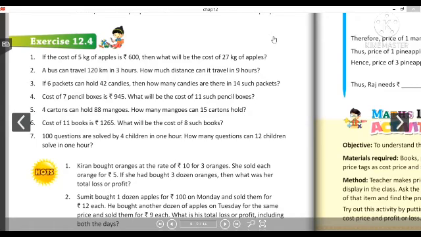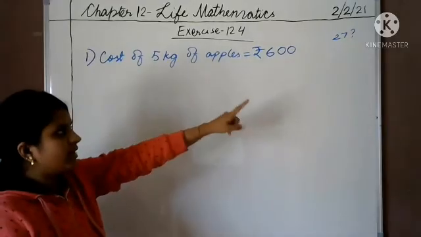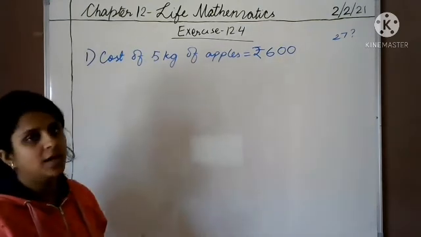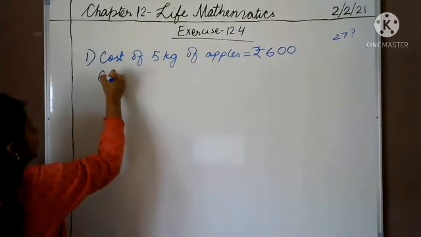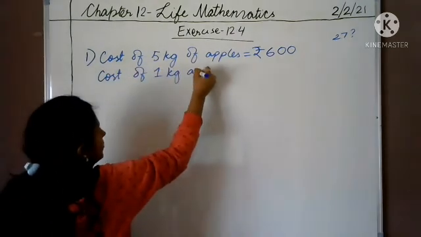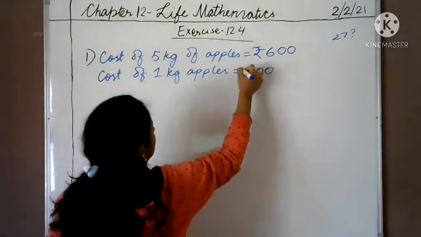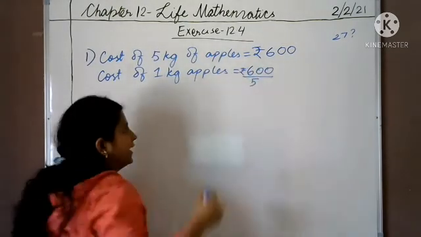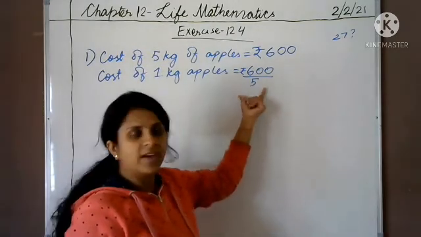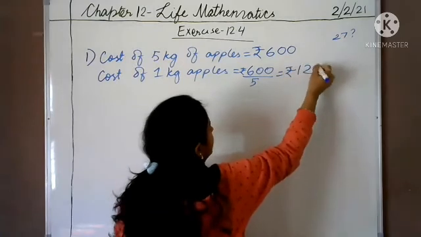Let's solve it on the board. So the cost of 5 kg of apples is rupees 600. We have to find out the cost of 27 kg of apples. So first of all हमें क्या करना पड़ेगा, cost of 1 kg निकालना पड़ेगा. So cost of 1 kg apples is equal to 600 divided by 5. Right? This is also the division sign. So 600 को 5 से divide करेंगे तो क्या आएगा? It will be rupees 120.